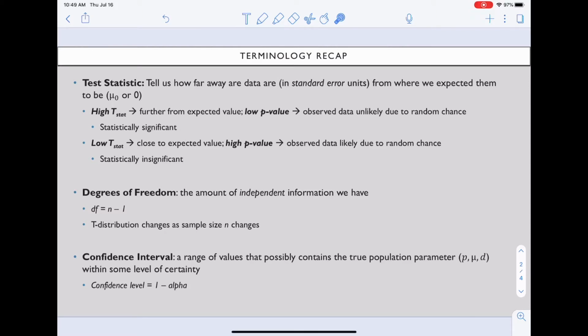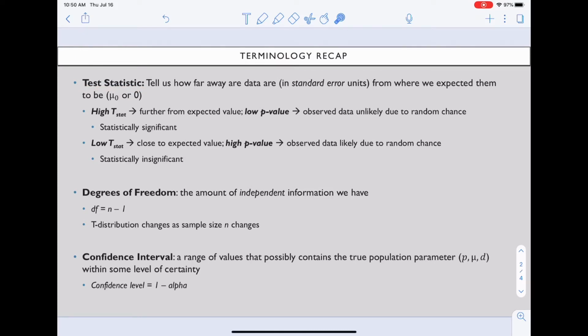The opposite is true as well. So a low t-stat means that we are very close to where we expected our data to be. That means that our p-value is going to be high. That means that whatever we saw, whether it was above or below the mean, or above or below the known proportion, whatever it may be, even though it was above or below, it's probably just due to random chance. We had a sampling thing going on in the background that we didn't really see. So that results in a statistically insignificant result. So the test statistic, the long and short, just tells us how far away we were from our expected value.